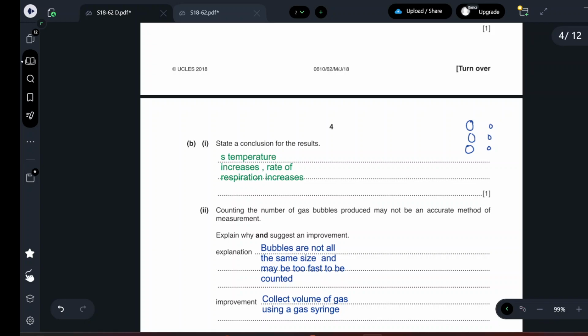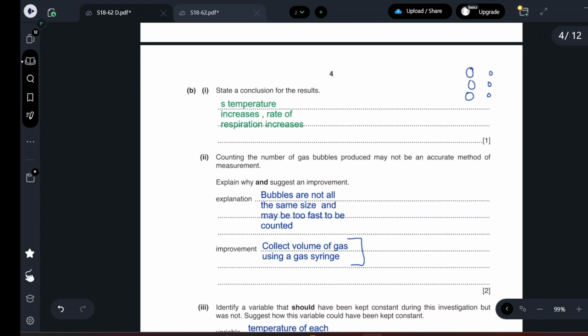How do we improve this? How do we improve it? Collect the volume of gas using a gas syringe. The volume of gas coming out, you collect it using a gas syringe. Okay.